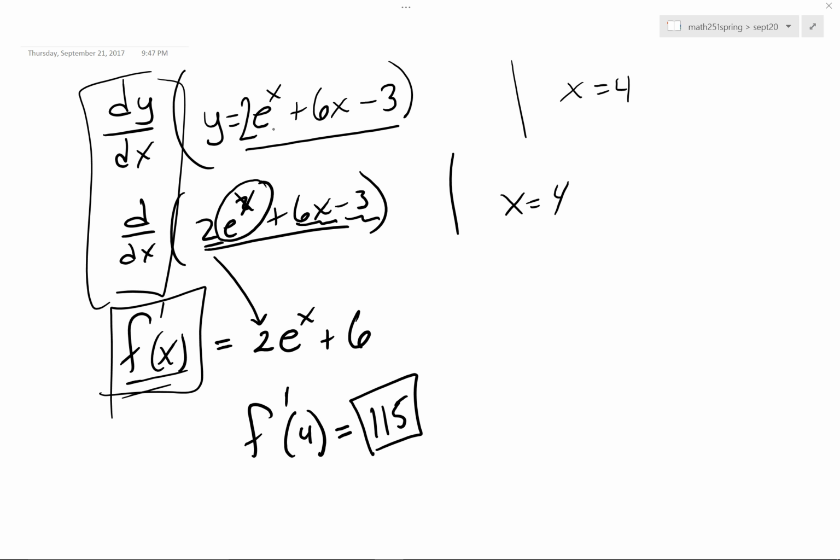It doesn't, because e to the x goes up like a bat out of heck. Times it by 2, it's going to go up twice as fast. Add 6x to it, it's going to go up like a crazy person. Subtract 3 doesn't really do much to it.